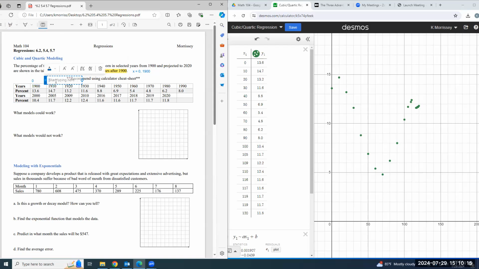And we're going to do it again with 1910. The difference between 1900 and 1910 is equal to 10. That's why you're going to see over here on the right-hand side of my screen, we go from 0, 10, 20, and 30, and so forth.